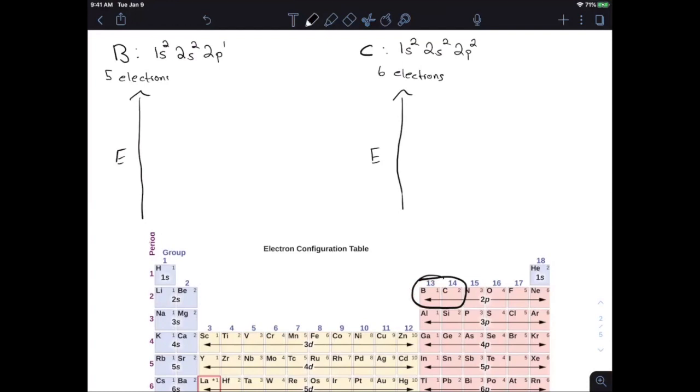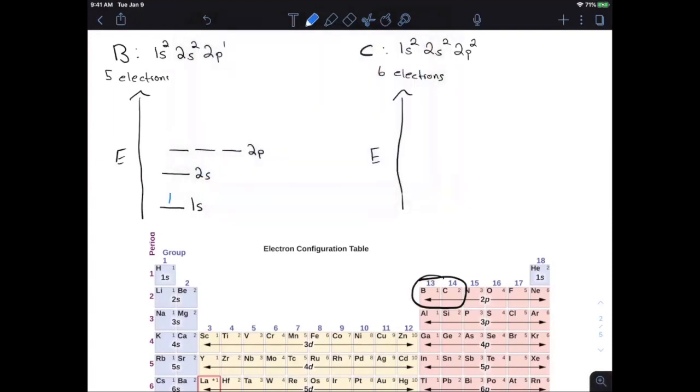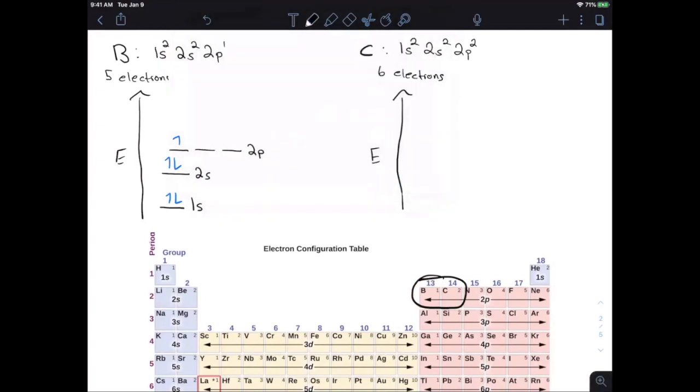Now we can come down and write our orbital energy diagram. I'm going to draw a horizontal line for the 1s and the 2s, and remember when we go to the 2p, there are actually 3 different 2p orbitals, so I'm going to draw 3 lines. Now I'm going to fill in the orbitals. 1s has 2 electrons, the 2s has 2 electrons, and there's 1 electron in the 2p. It doesn't matter which of those 2p orbitals you use.